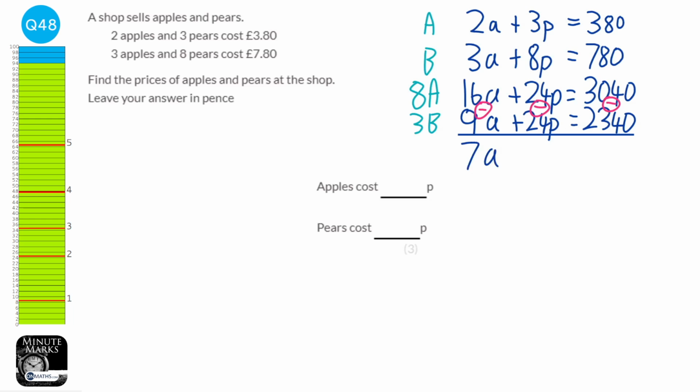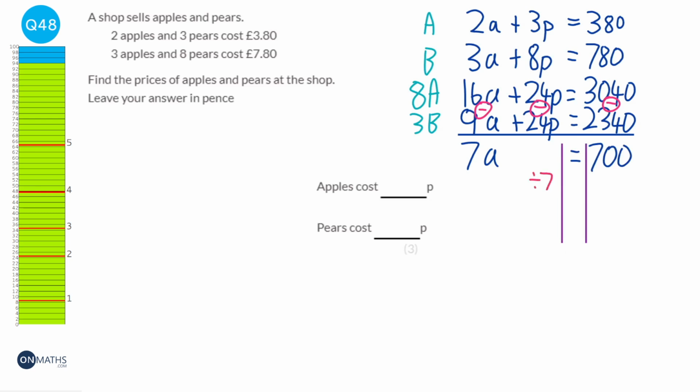24p take away 24p, which is nothing, which is why we did that, to eliminate them. And then 3040 take away 2340 will be 700. Then I can put my lines in, and all I need to do now is just divide both sides by 7, and I get a equals 100. So we know that apples cost 100, or £1.